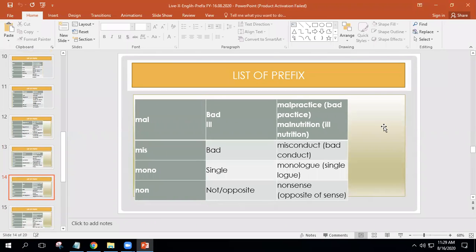Next, mal. Mal means bad or ill. And the examples are malpractice, that means bad practice, then malnutrition, which means ill nutrition. Next, mis. Mis and mal both are negative prefixes. Here, mis means bad, and you see the example, that is misconduct, that is bad conduct. What does conduct mean? I'd like to know from you.